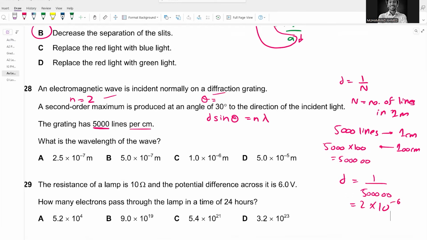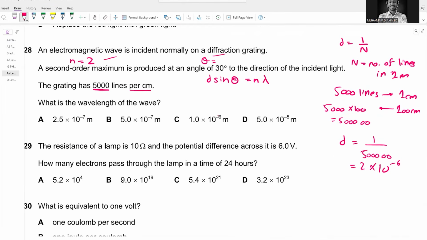Okay. Now, what will you do? You will input the value of d, 2 into 10 raised to the power of minus 6, sine of 30, n is 2. You have to calculate lambda. How will you do that? Lambda wavelength किस तरह निकालेंगे बच्चों? 2 into 10 raised to the power of minus 6 sine of 30 divided by 2. 2, 2 cancel out. 10 raised to the power of minus 6 into sine of 30. Your answer comes out to be 5 into 10 raised to the power of minus 7. B is your answer.